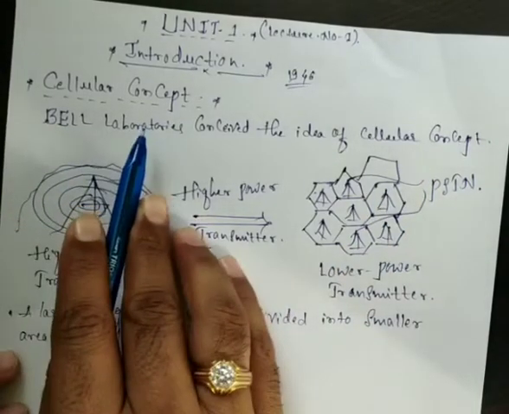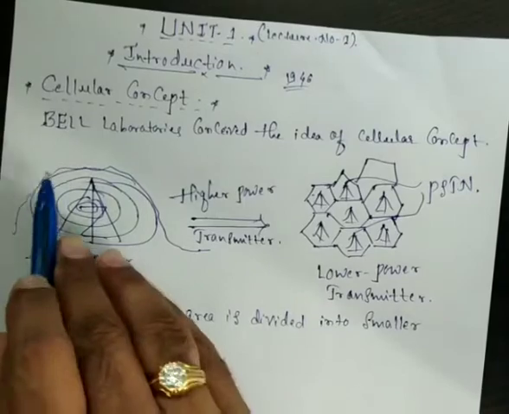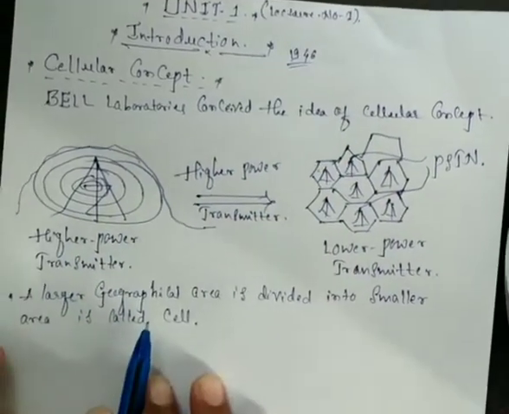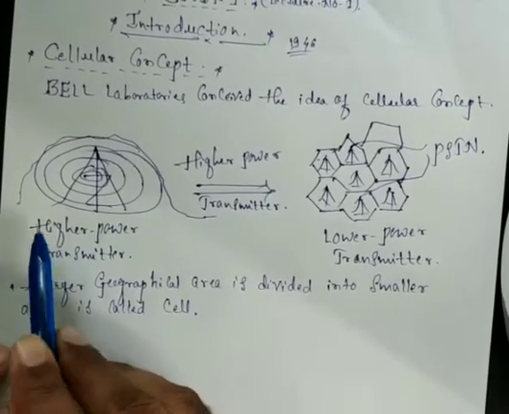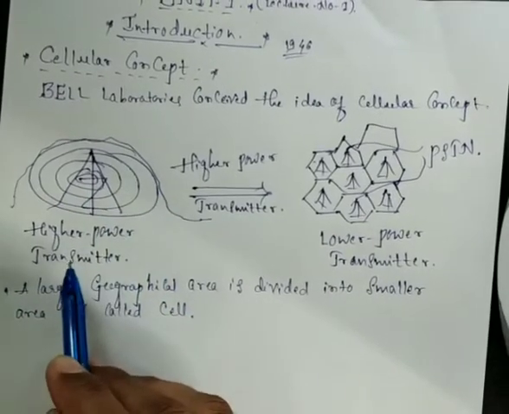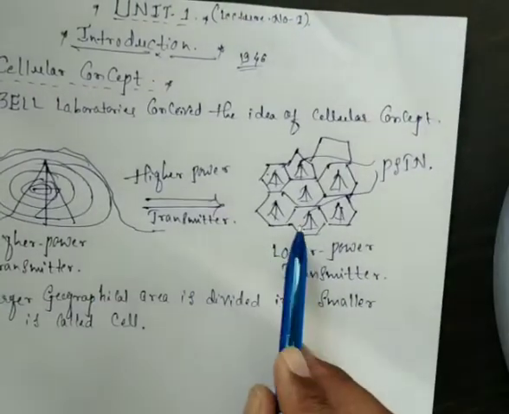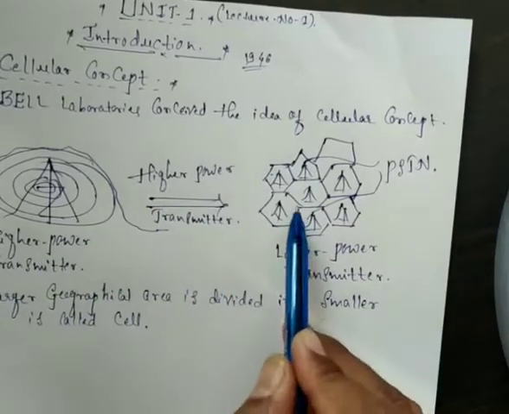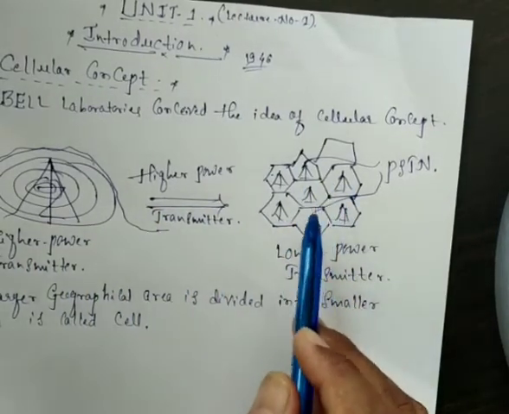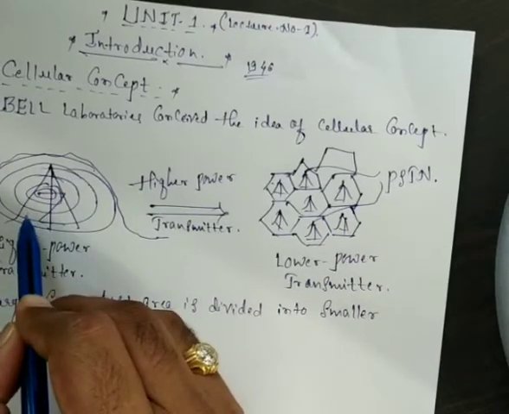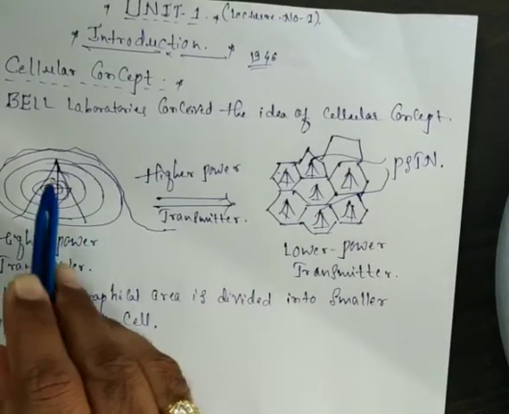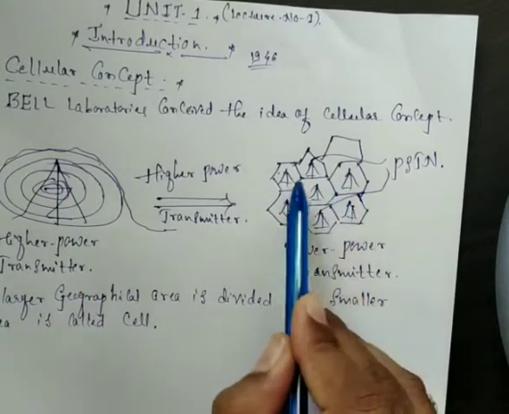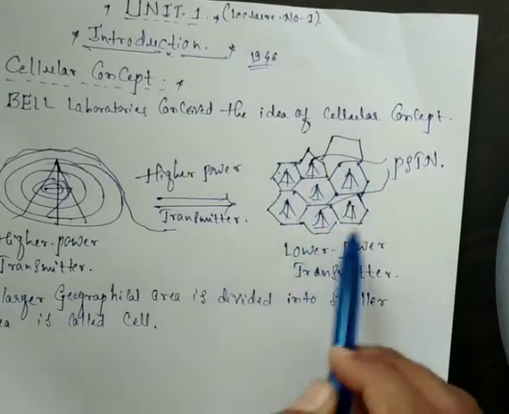What is the cellular concept? It was invented by Bell Laboratories. What did they do? They converted the single high power transmitter into a number of lower power transmitters. In the high power transmitter there is only one base station. That single base station is converted into many base stations, that is base station 1, 2, 3, 4, 5, 6.